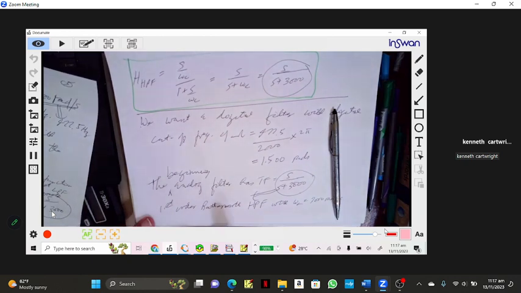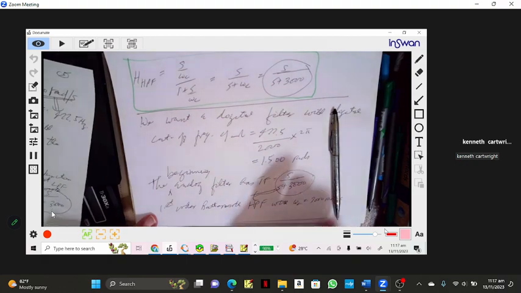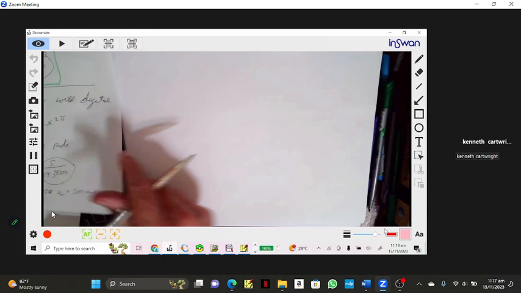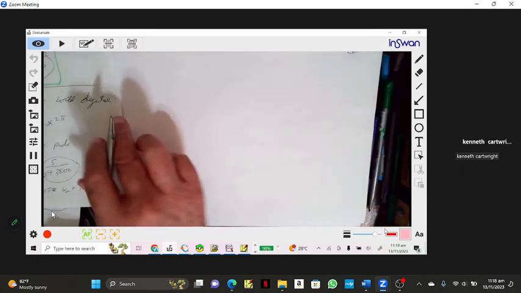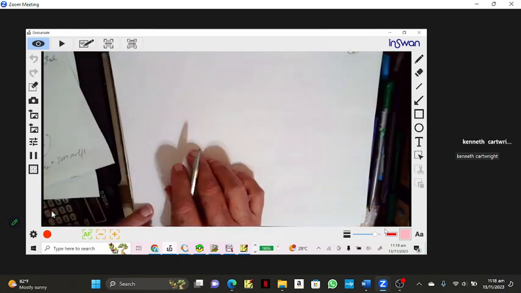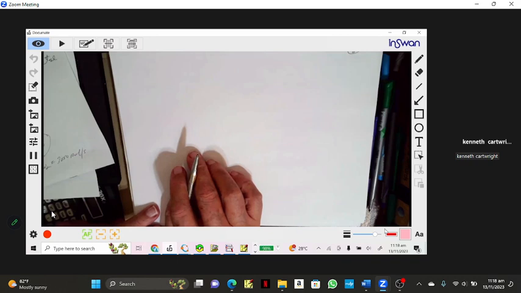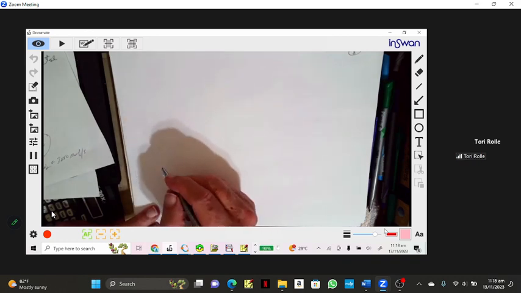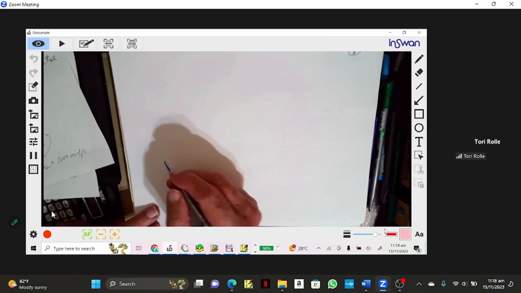So we need to pre-warp the cutoff frequency. And how do we do that? How do we pre-warp the cutoff frequency? Omega will be equal to 2fs tan open bracket omega over 2 close bracket. All right.